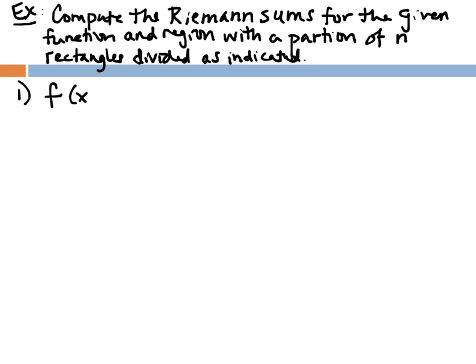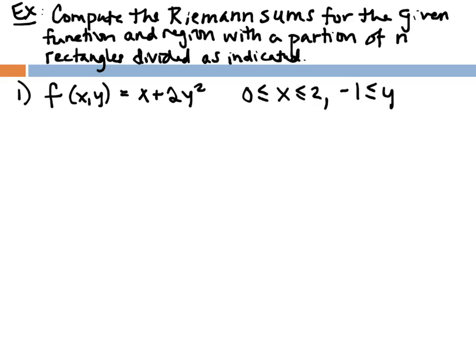So our first function, f of xy, is x plus 2y squared. And our rectangular region is that x is going to go between 0 and 2, and y is going to go between -1 and 1. And I'm going to write what they have written down, although I think they probably could have left this off and you could figure out that this would be the most reasonable choice anyway. First, you need this part.